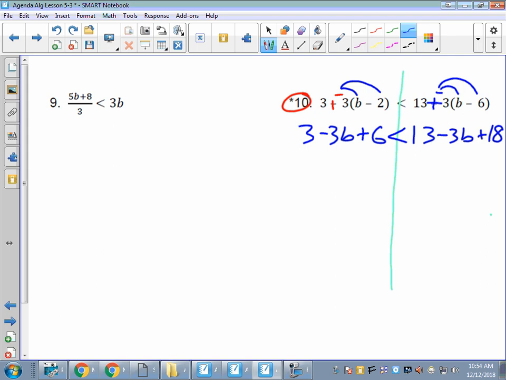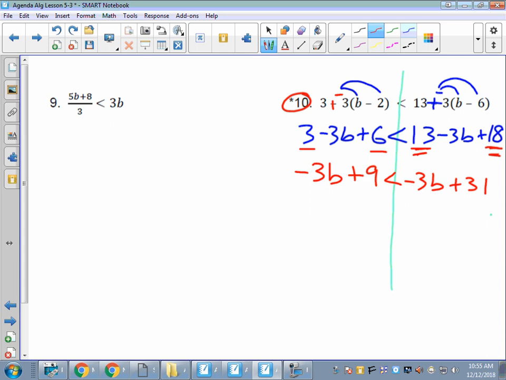All right, so now the second part. Let's look along our left and right sides. Do we have like terms? I've got a 3, a negative 3b, and a 6. So I have 2 terms I can combine here. The 3 and the 6 make a positive 9, and the negative 3b just comes along as a negative 3b. On the right-hand side, I have a 13 and an 18. That's going to make a positive 31, and then I've got a negative 3b here as well. Then I can bring down my inequality sign.